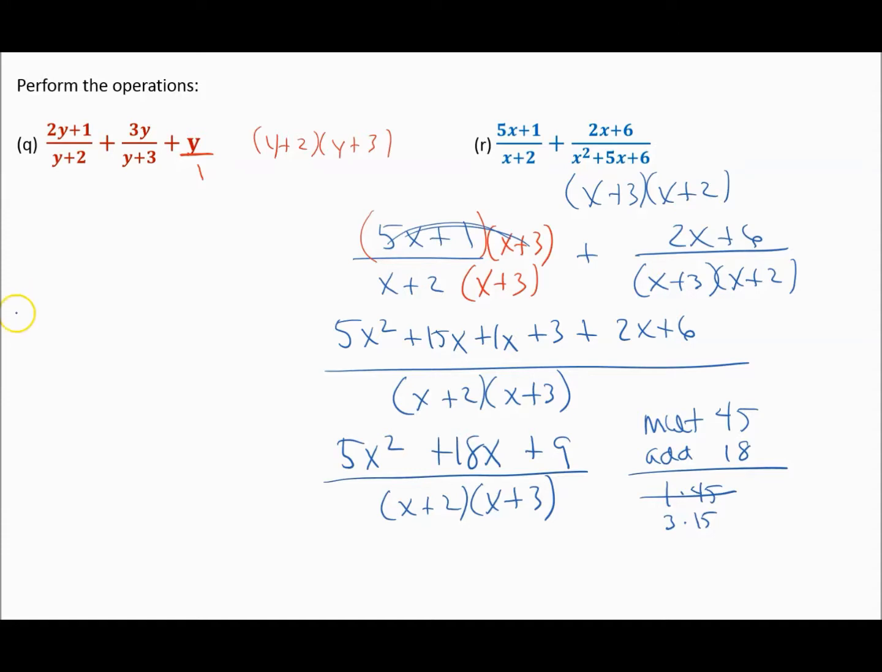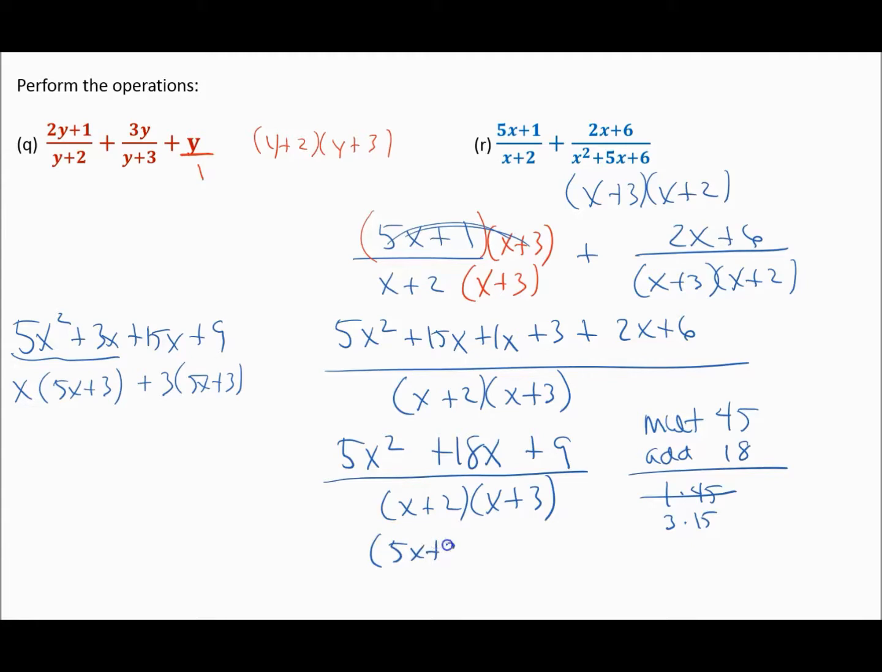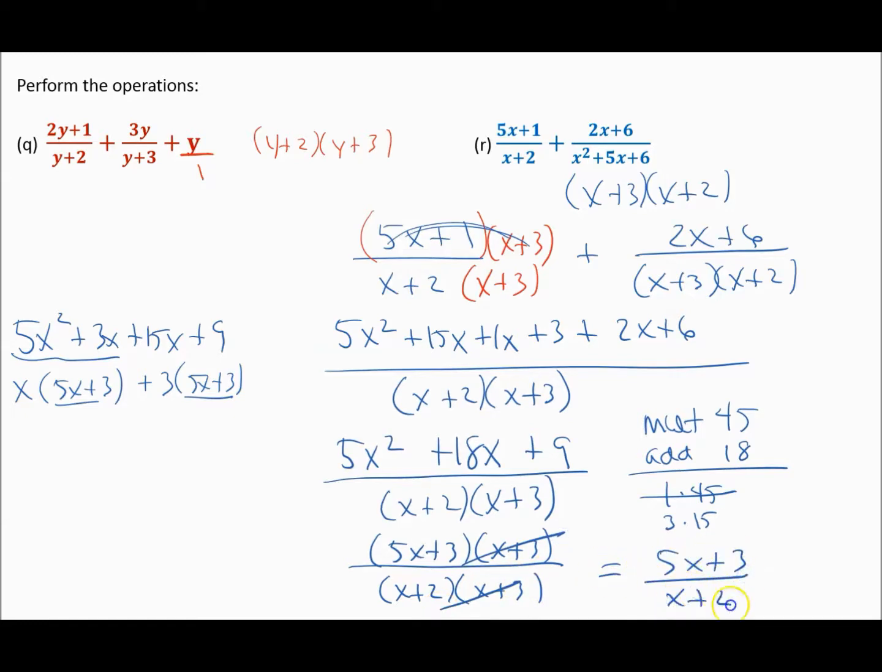So I'm going to come over here to the side and work on factoring. 5x squared plus 3x plus 15x plus 9, factor by grouping. X comes out, that leaves 5x plus 3. 3 comes out here, that leaves 5x plus 3. So this factors into 5x plus 3, which is the factor that matched, times what's out front, which is x plus 3, over my common denominator, x plus 2 times x plus 3, and the x plus 3's cancel. So my final answer completely simplified is 5x plus 3 over x plus 2.